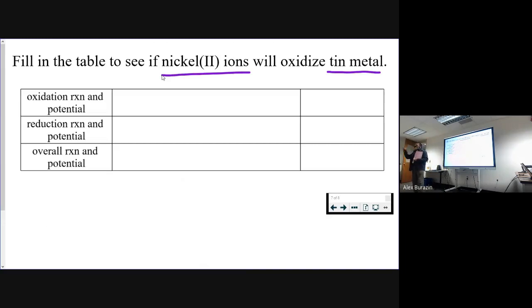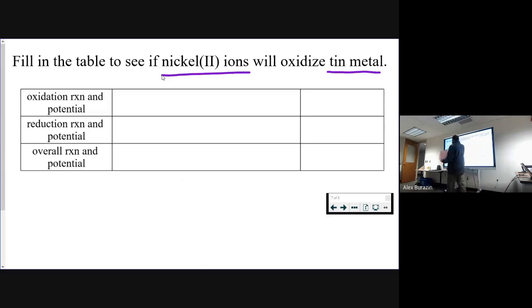You don't have the option of deciding which way they both go. I'm telling you, you've got nickel ions. The only possible direction you go is to turn into nickel metal. I'm telling you, you've got tin metal. The only possible direction it can go is to turn into tin ions. Does that make sense? And you say oxidize, which means that we need to flip it, right? Because this is reduction.